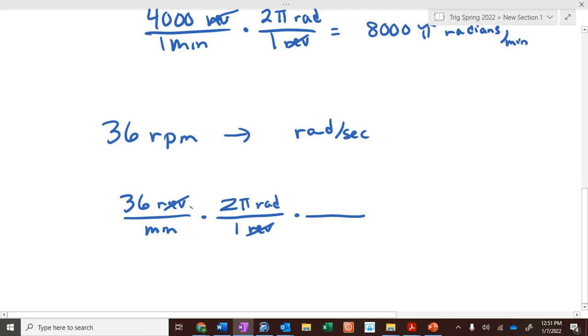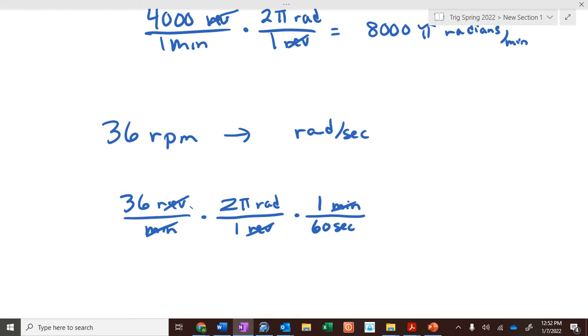And then, how do we change from minutes to seconds? There's 60 seconds in 1 minute. So minutes are in the denominator. So to cancel that, we need minutes in the numerator. So we need to multiply by 1 minute over 60 seconds. Okay? So you have to set up your units and do unit conversion ratios.